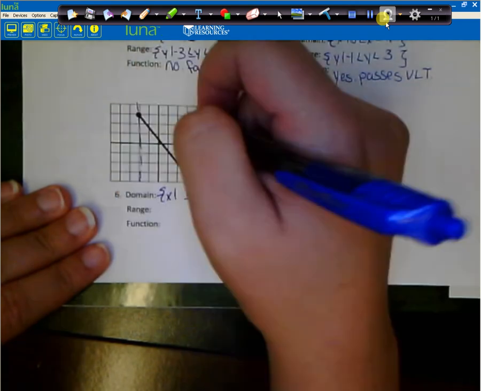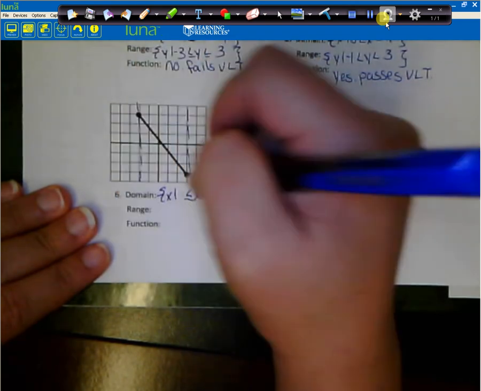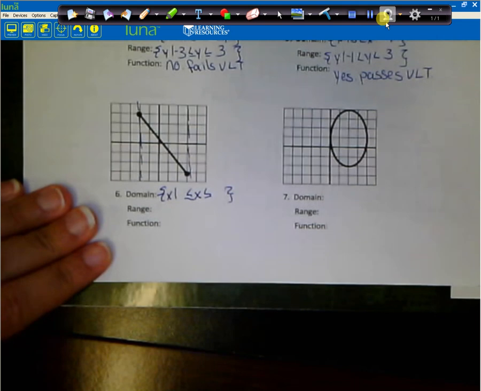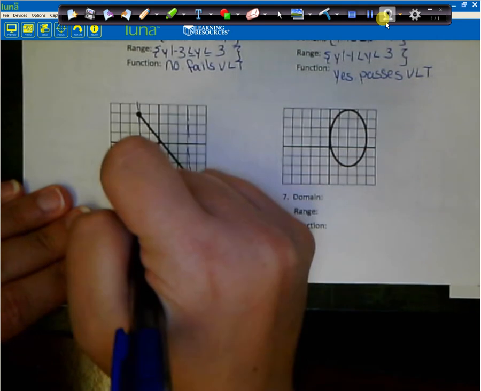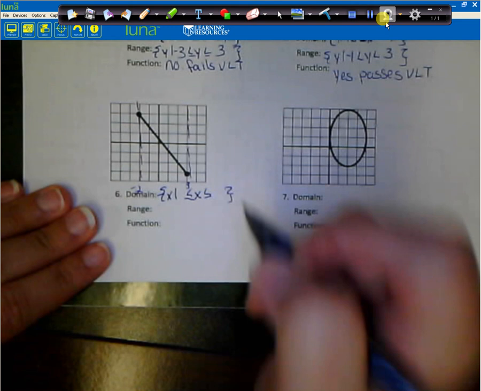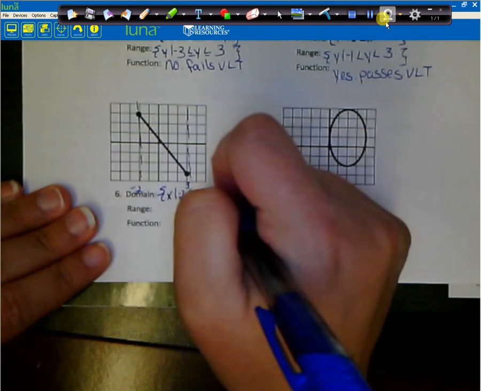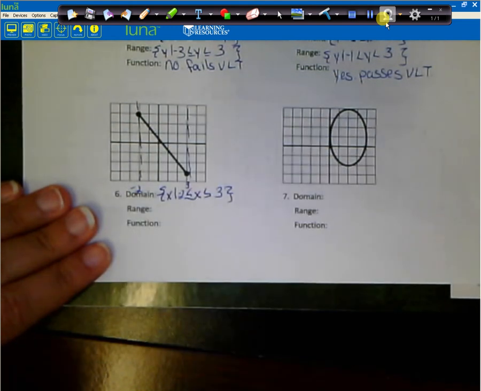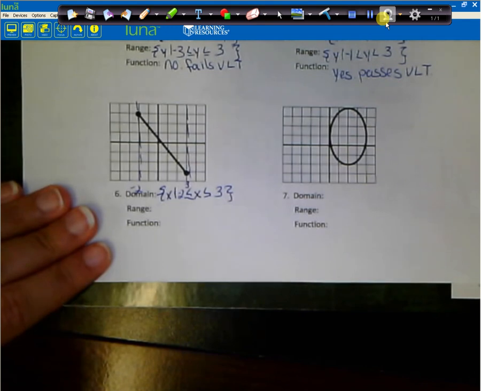So again, domain, I'm going to go from the left point of the picture to the right point. My leftmost point is at -2, and my rightmost point is at 3. So I'm going to go -2 to 3 for my domain. And that tells me that at those points and all the points in between.